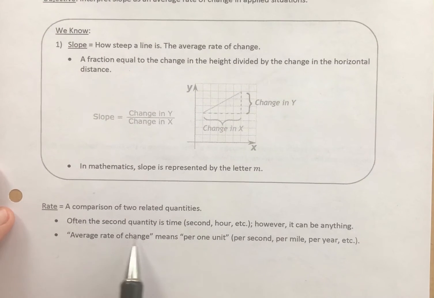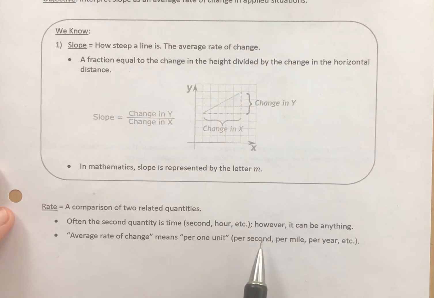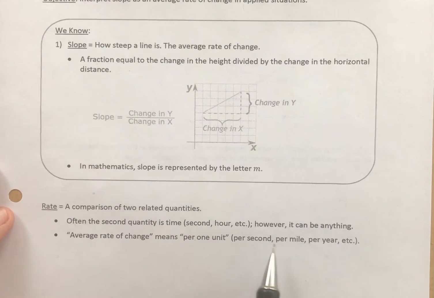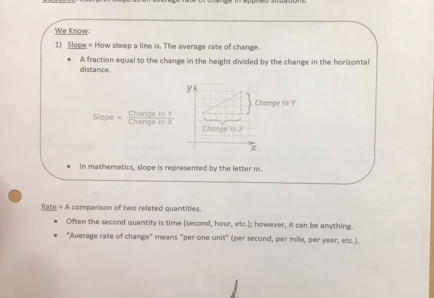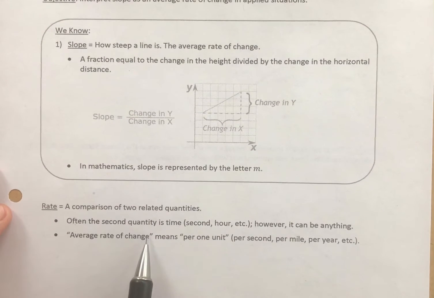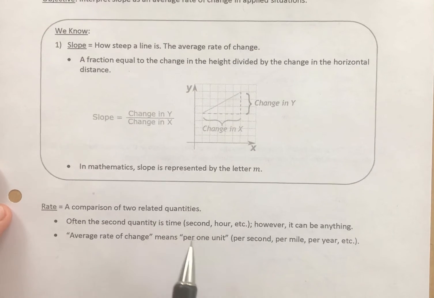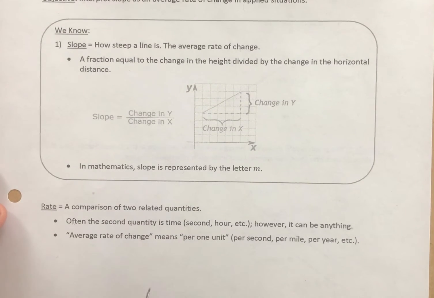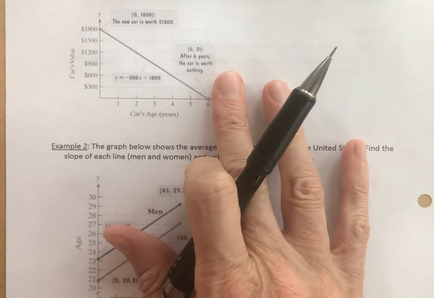The average rate of change means per one unit. If it's time, for example, per second, per year. If it's another unit, something else, it could be, for example, per mile. Okay, so an average rate of change is talking about per one unit. As we talk about slope, that means we're going to have a 1 in our denominator, per 1. Okay, again, slope being a fraction. Let's do some examples.